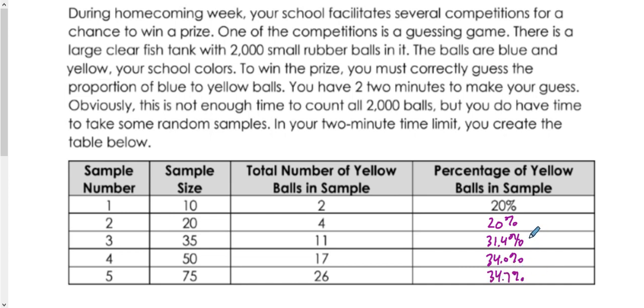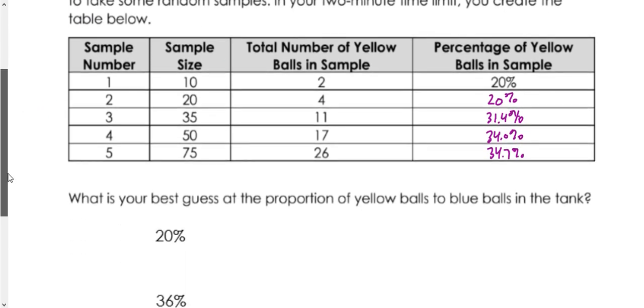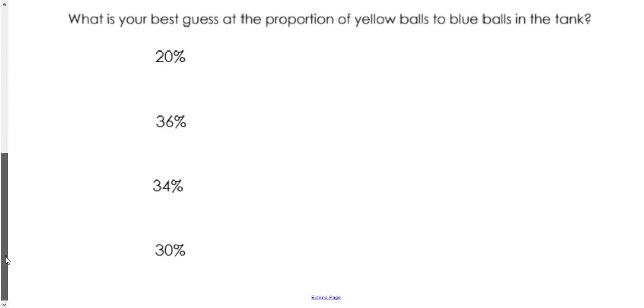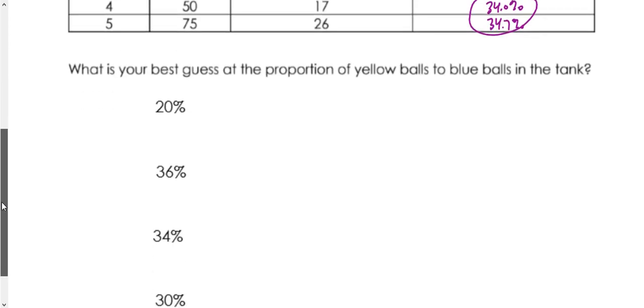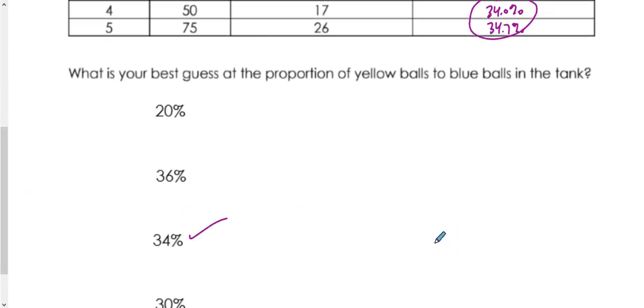34.7%. All right. So what this is relying on here, guys, and you have to choose from 20%, 30%, 34%, or 30%. What this is relying on is as the sample size gets bigger, we get more accurate data. We've talked about that. All right. So really what we want to kind of focus on is maybe the couple largest guys, 34%, 34.7%. Looks like this is the one right here. Okay.